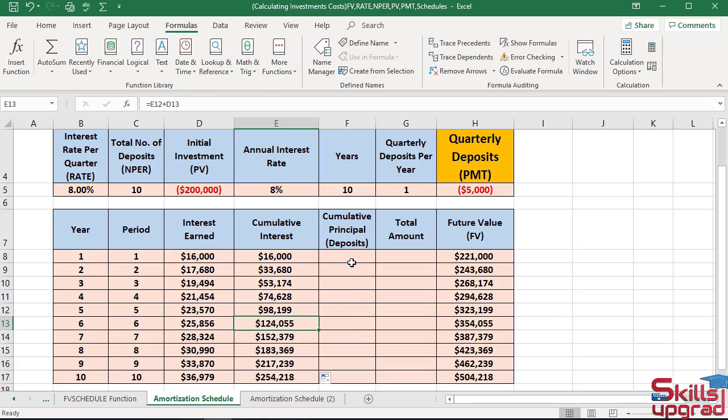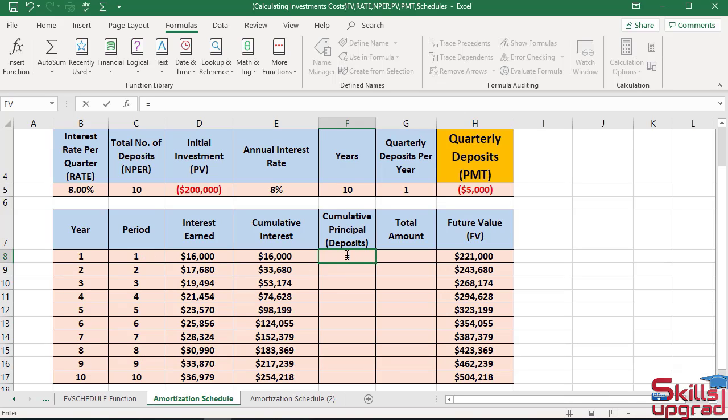Now I calculate cumulative deposits in column F cells. Active cell reference F8. Cumulative deposits is the total amount of the deposits added in the investment at the end of each period. Enter equal sign. It is calculated by multiplying the value of deposits to the value of period number.